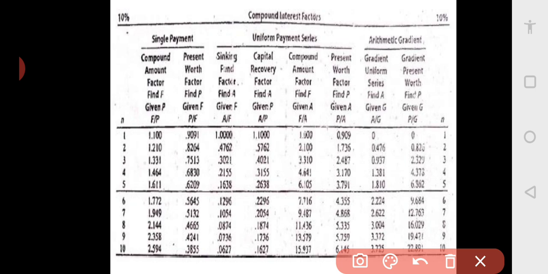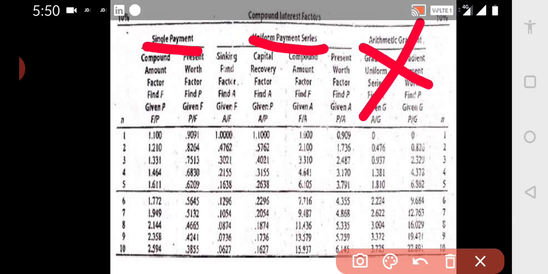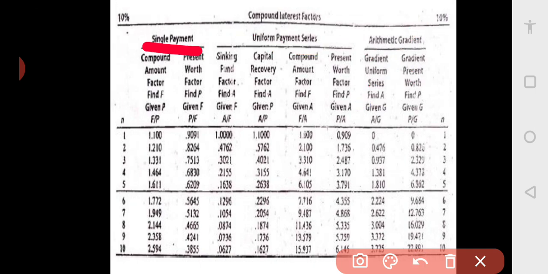What was that? We have dealt with only single payment and uniform payment. We have not dealt with arithmetic gradient, so don't get confused with the arithmetic gradient. We are dealing with single payment and uniform payment.